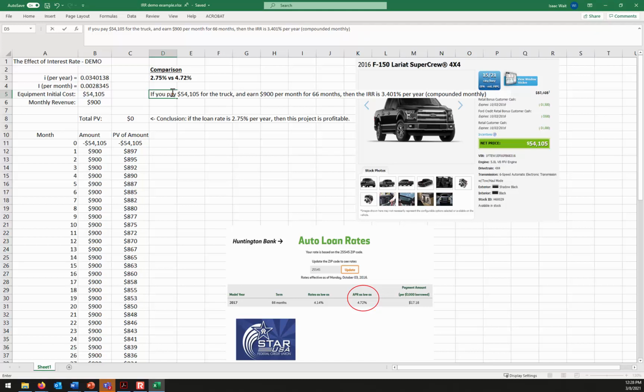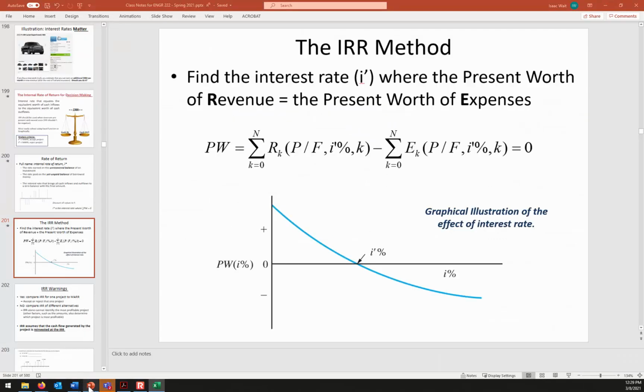Okay, so internal rate of return is you're solving for the interest rate that brings balance between the inflows and the outflows. So that crossover point, where if your interest rate is too low, you get a positive present worth. If it's too high, you get a negative present worth. You just keep changing the interest rate until there's balance between the two.